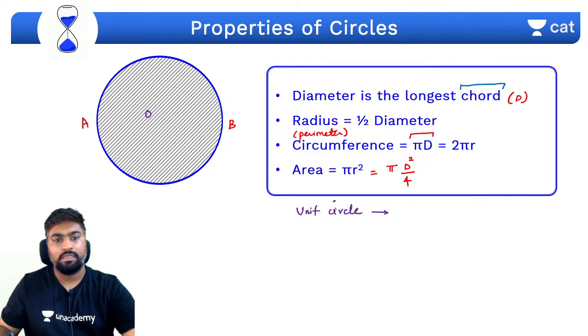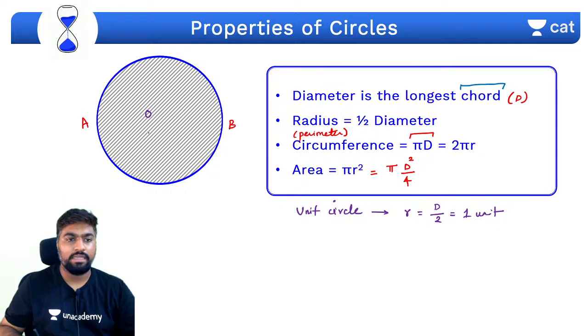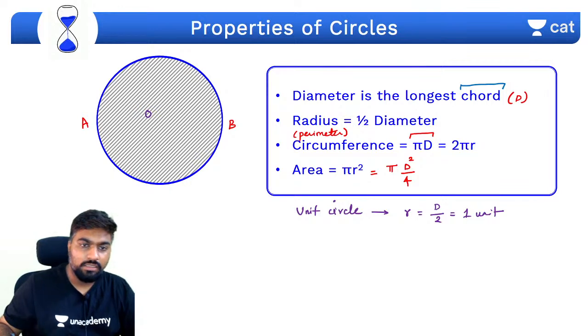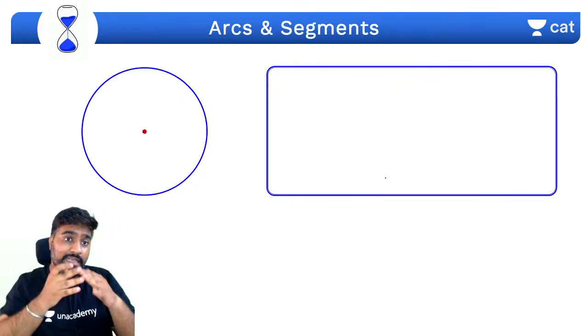Super, beautiful. So a unit circle is where the radius, which is half of the diameter, should be 1 unit. Yes, 1 centimeter, 1 meter, 1 foot, 1 inch, whatever. It should be 1 unit. That's called a unit circle. Okay, done? That being said, now let's talk about different parts within a circle.